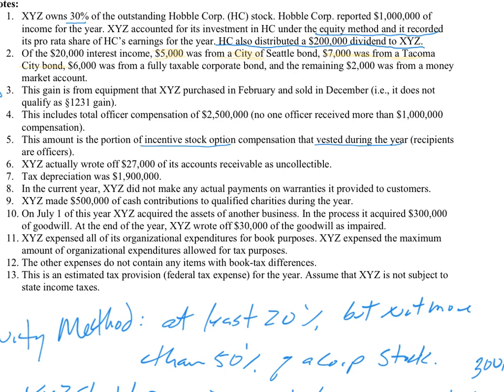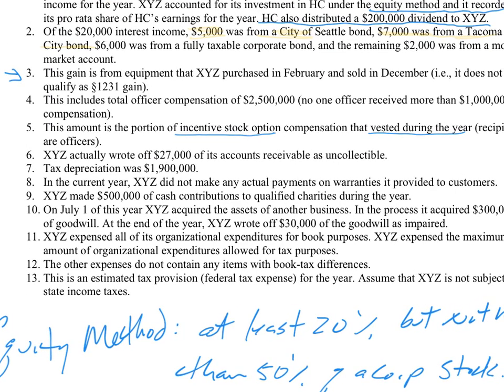Bad debt expense. All right, so bad debt expense. All right, so it tells us in note 6 that they actually wrote off $27,000 of its accounts receivable as uncollectible. Okay, so what they actually wrote off is deductible for taxes. Okay, take a look at the notes and see what the notes say. Tax depreciation was $1,900,000. When it tells you tax depreciation was a certain amount, that is the amount that you can deduct for tax purposes.